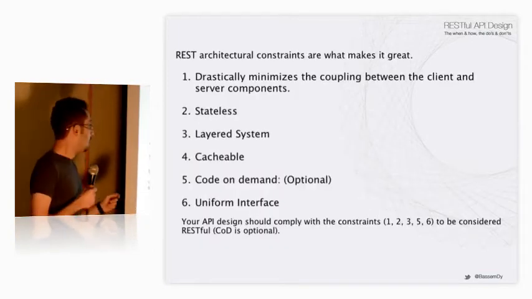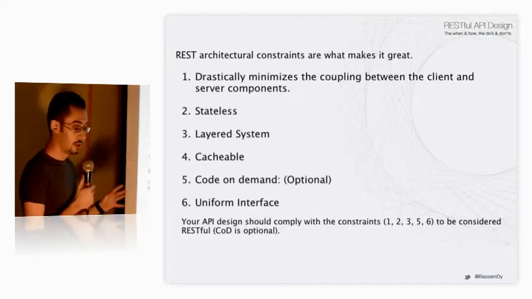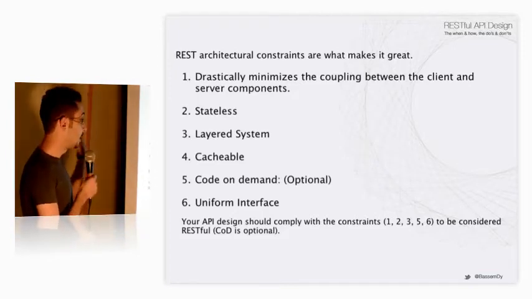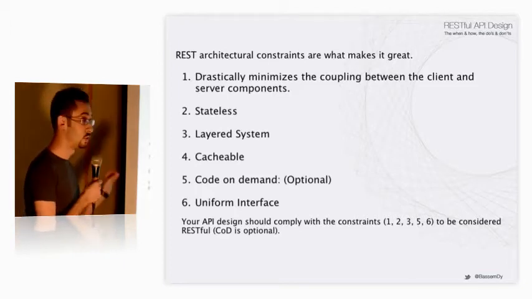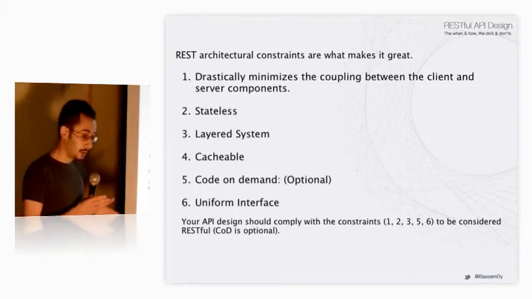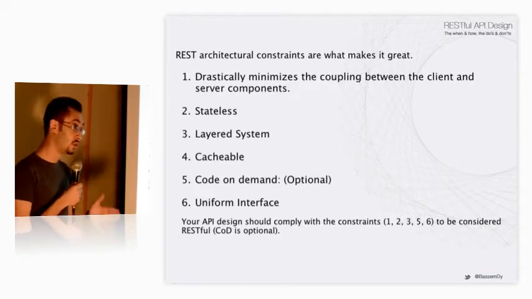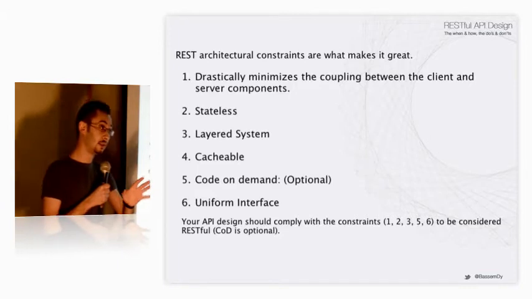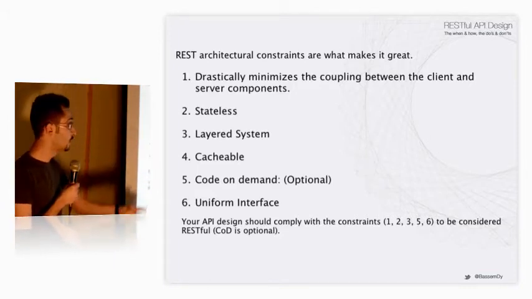Now, the REST architecture has multiple constraints. These constraints are what make this architecture great. It drastically minimizes the coupling between the client and the server components. Why? Because the client doesn't need to know what's happening on the server level, and the server doesn't need to know what's happening on the client level. And there are multiple clients that the server can actually service.